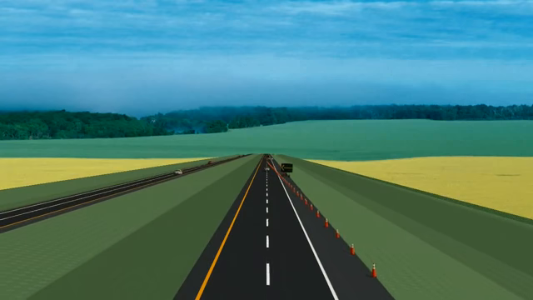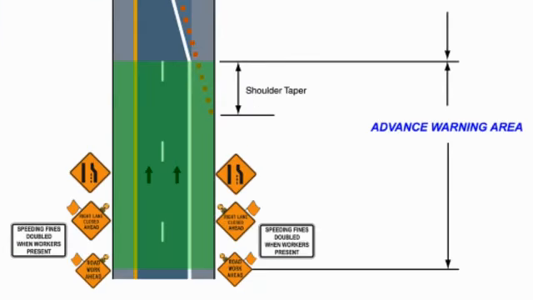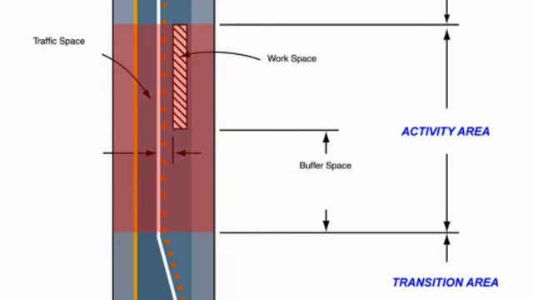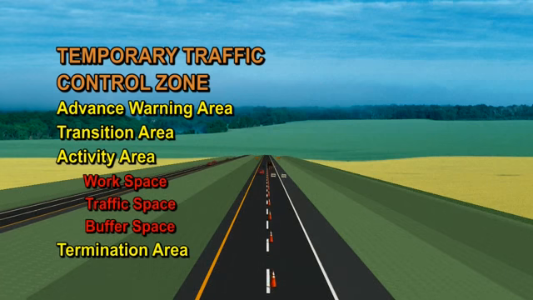The MUTCD describes 4 components of temporary traffic control zones: the advance warning area, the transition area, the activity area, and the termination area. Crashes can occur in all of these areas if they are not properly controlled.